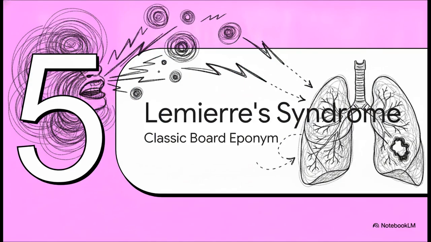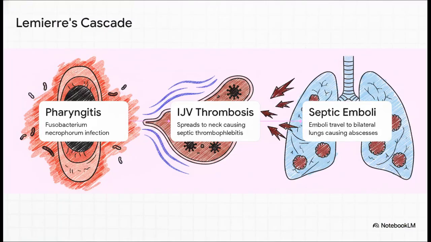Okay, part 5, Lemierre's syndrome. This is a classic board favorite eponym. It's this fascinating, somewhat terrifying sequence of events linking a simple sore throat to catastrophic lung cavities. You really need to understand the domino effect of Lemierre's syndrome.